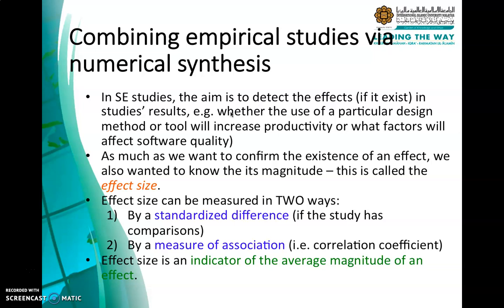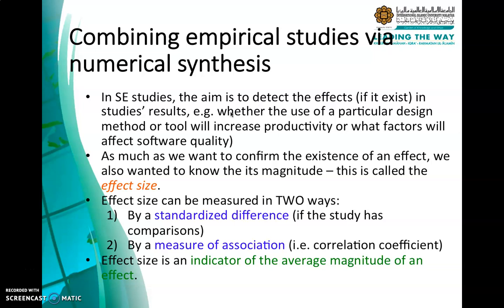Combining studies via numerical synthesis is only applicable for quantitative studies. This is the first thing that you have to remember. Numerical synthesis is only applicable for quantitative studies, not qualitative studies. So we are talking about empirical studies that are quantitative in nature. How do we know that one study is quantitative or qualitative? The difference is just numbers. It's very easy to detect.